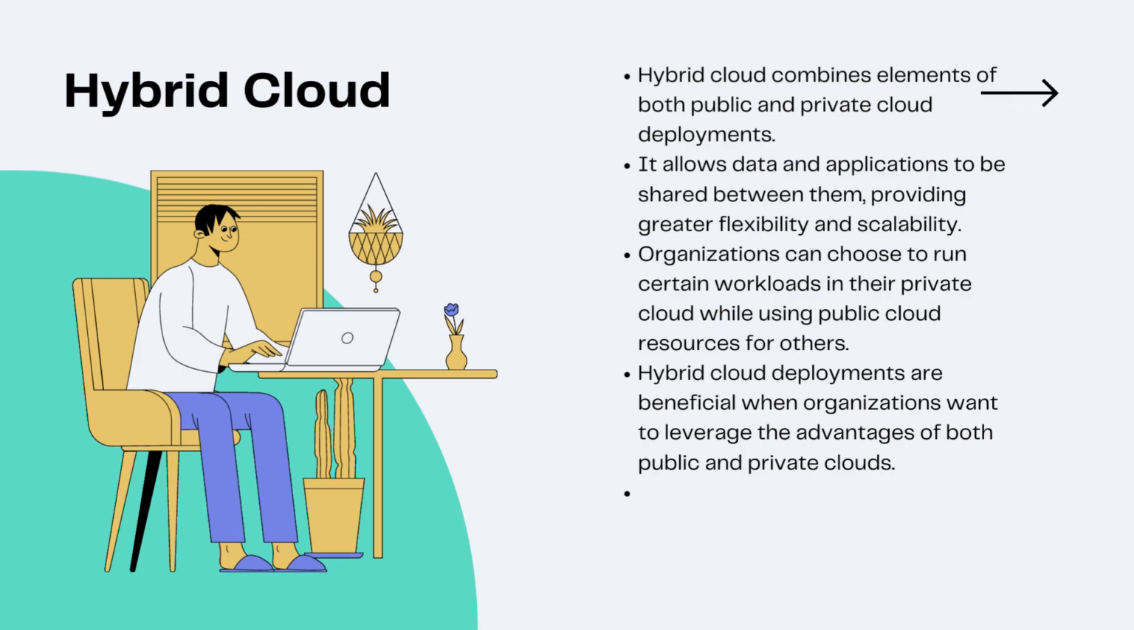Hybrid cloud. Hybrid cloud combines elements of both public and private cloud deployments. It allows data and applications to be shared between them, providing greater flexibility and scalability. Organizations can choose to run certain workloads in their private cloud while using public cloud resources for others. Hybrid cloud deployments are beneficial when organizations want to leverage the advantages of both public and private clouds.